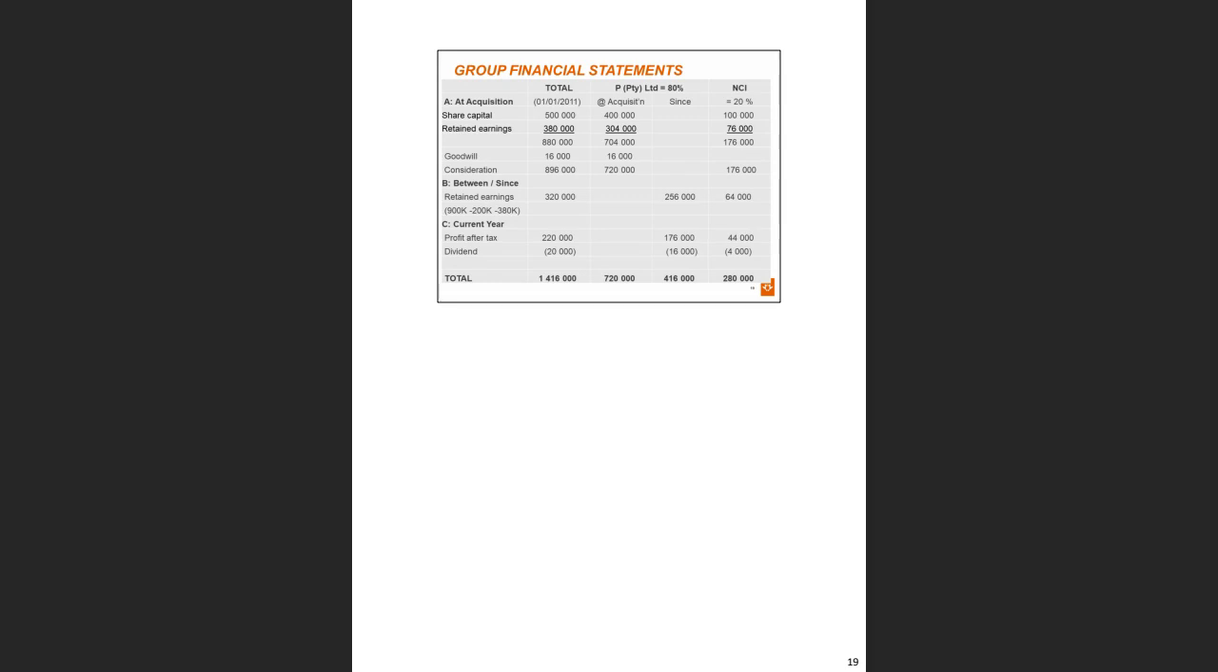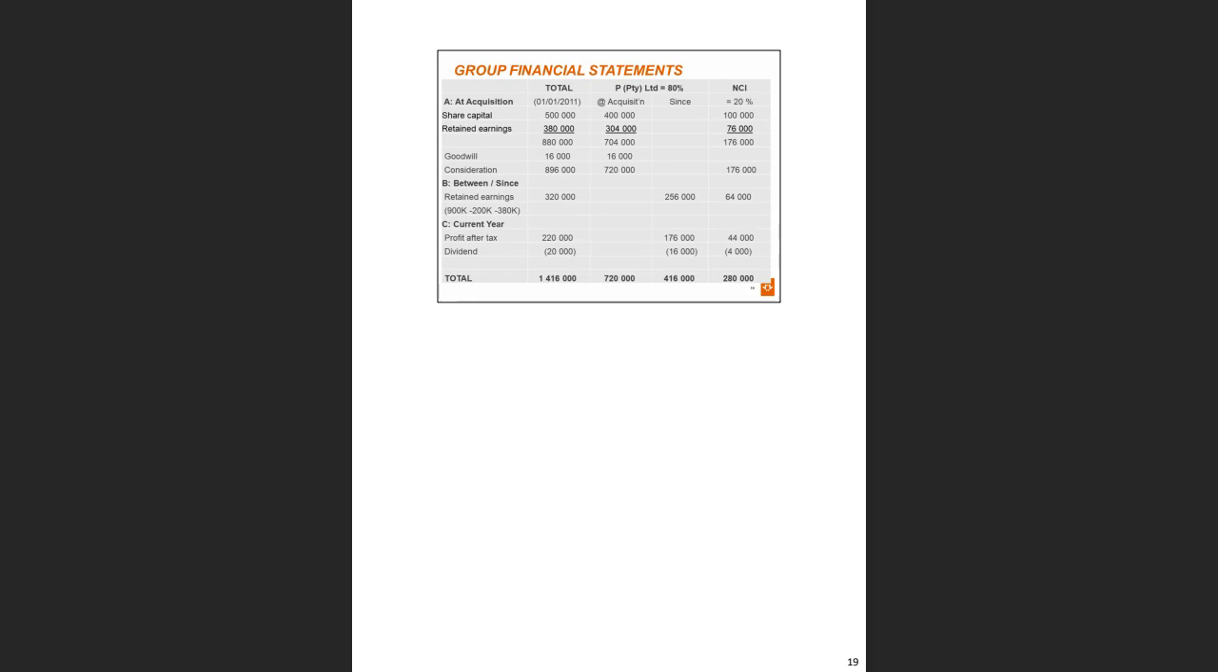You need to understand it, because what happens if they give you B and they require you to calculate C, being the current year profit? In this situation, they gave us the closing balance of retained earnings. They gave us the pre-acquisition retained earnings of 380,000, and they gave us the current year profit and dividends. So because of that information, we could calculate the retained earnings from acquisition date to the beginning of the current year by using those numbers given to us.